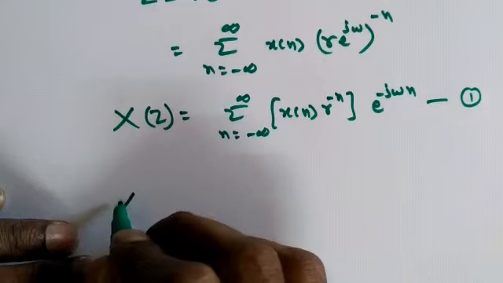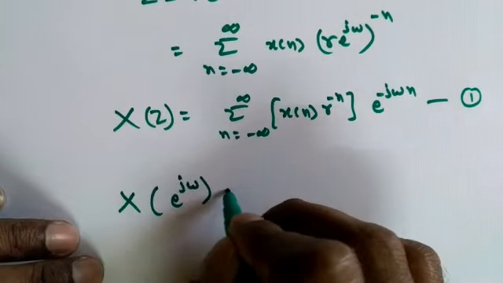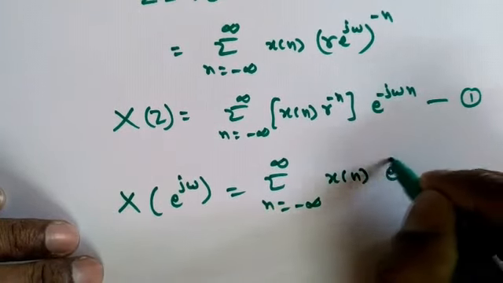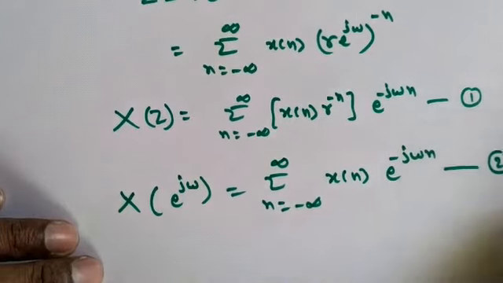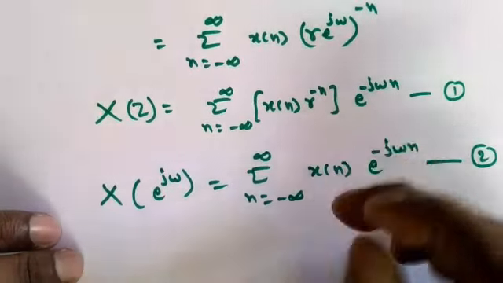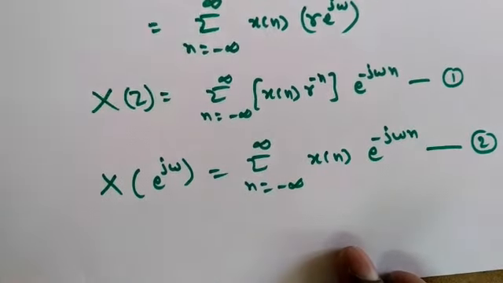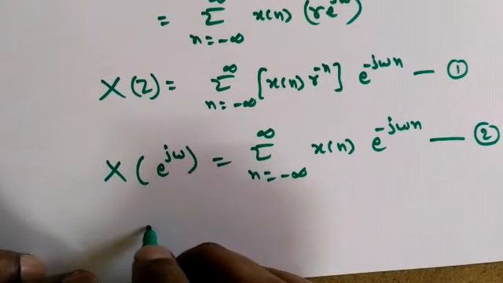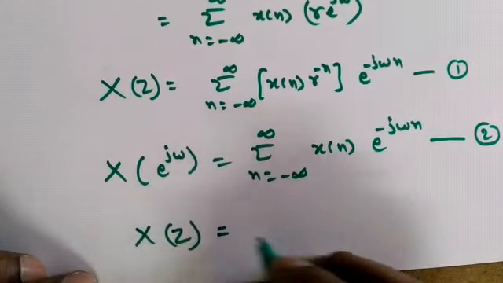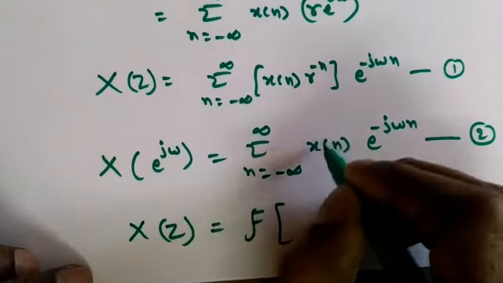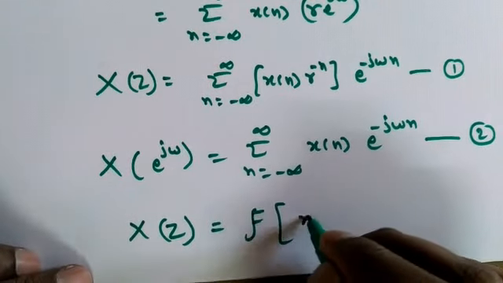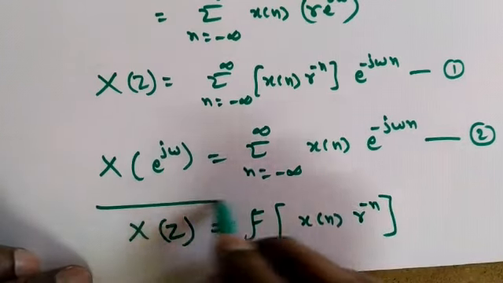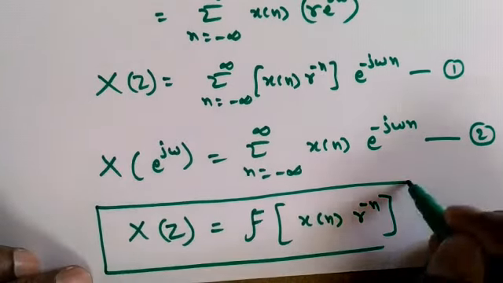We know that the discrete time Fourier transform is X of e power j omega is equal to sigma n is equal to minus infinity to infinity x of n e power minus j omega n. Now this is the discrete time Fourier transform. If we compare these two, x of z can be written as the Fourier transform of, in place of x of n, x of n into r power minus n. So this is the relationship between the discrete time Fourier transform and the z transform.